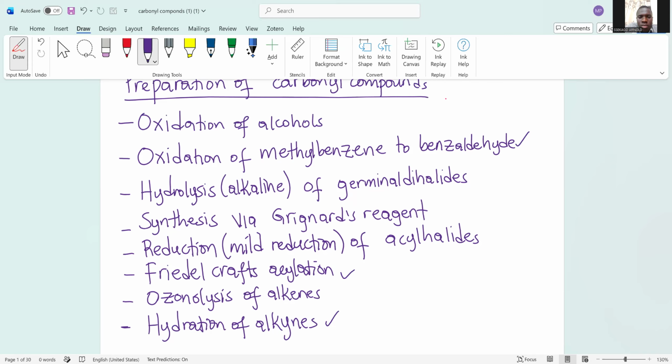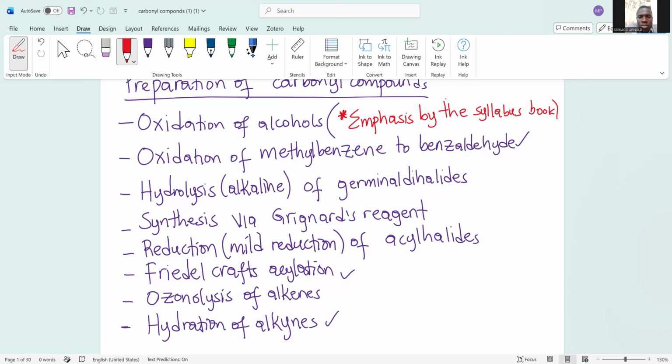Then I also want to emphasize, this is very important, that the syllabus book has this emphasis. The syllabus book emphasizes the first one. I am not saying that all these other preparative techniques are not important. They are important. Moreover, there are even more others that are employed on a large scale.